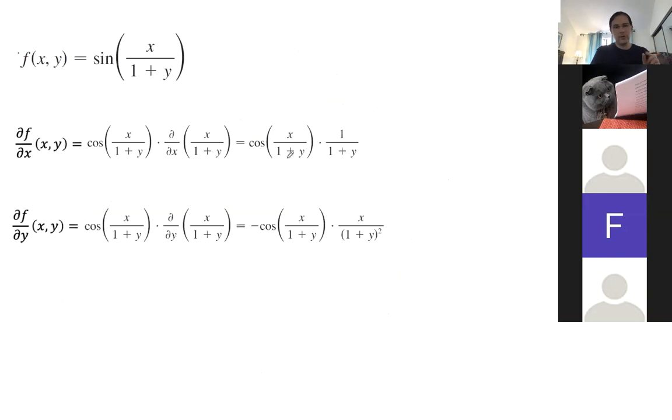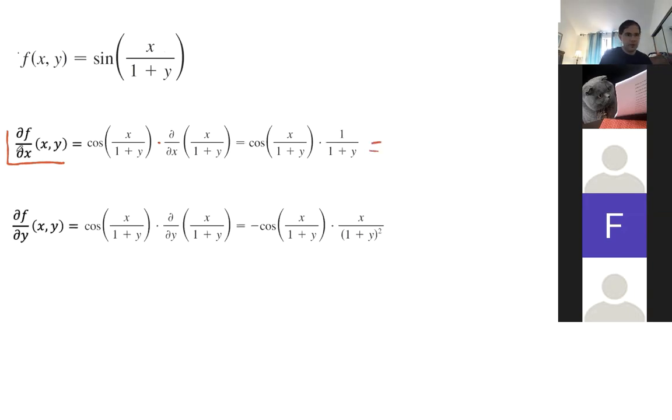Okay, we did this the other day. So the derivative of this function f with respect to x is a function of x and y as well. The derivative of sine is cosine, and then I'm using the chain rule, and I'm multiplying this by the derivative of this inside function with respect to x. The derivative of this function is 1 divided by that.